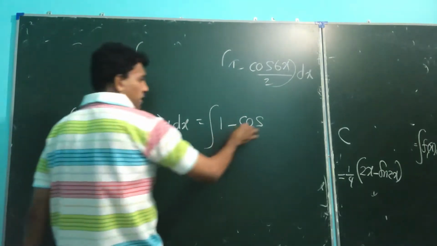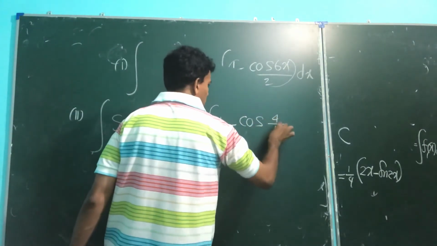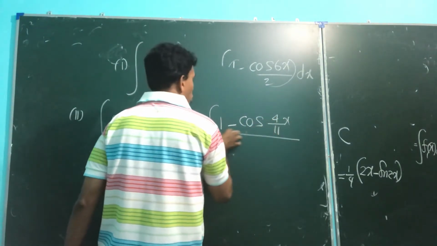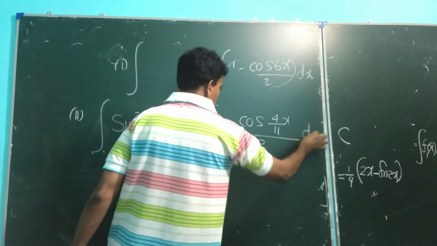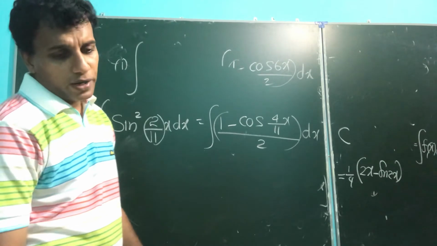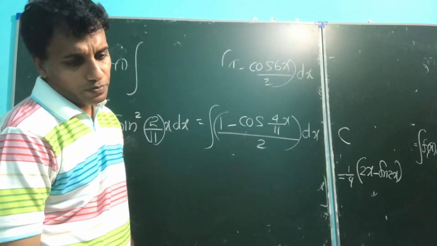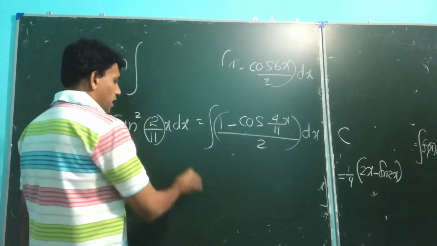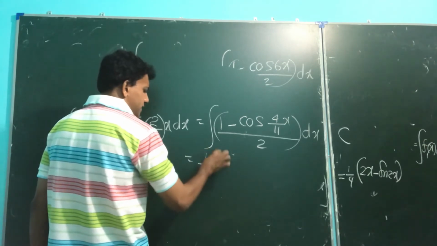The integral of sine square 4 over 11 x is (1 minus cos 2 times 4 over 11 x) over 2 into dx. That's all. Simple, I put a fraction, right? Then complete the answer. So what is that? Half into integral.